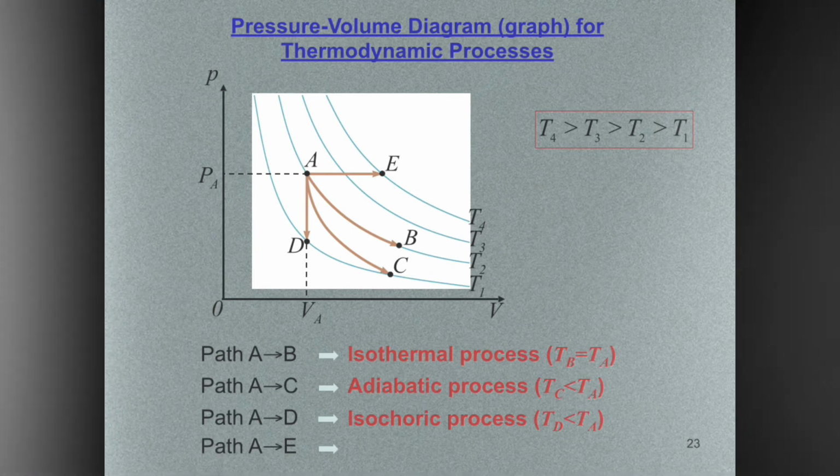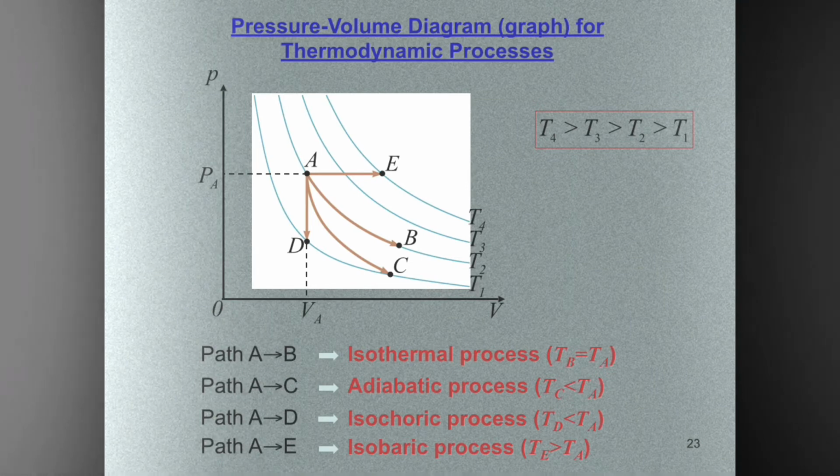And then for path A to E, so A to E, it is a constant pressure, so we name it as isobaric.